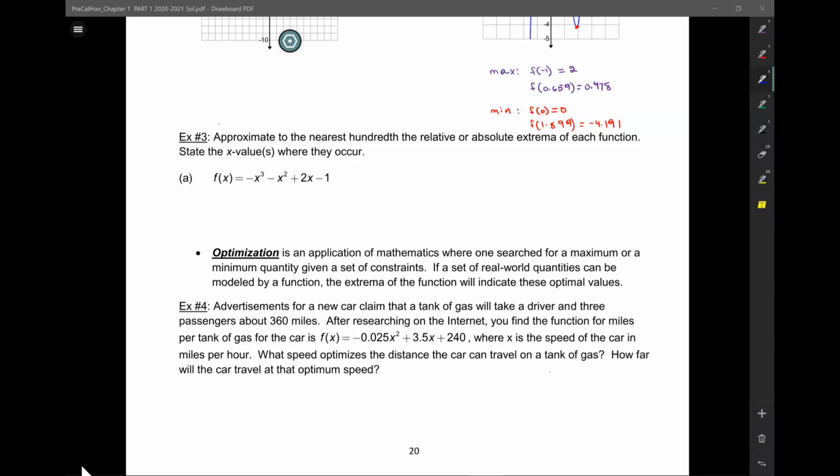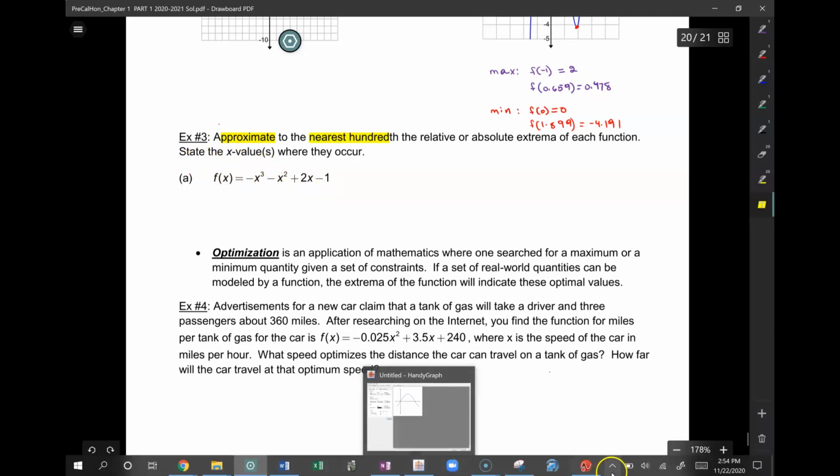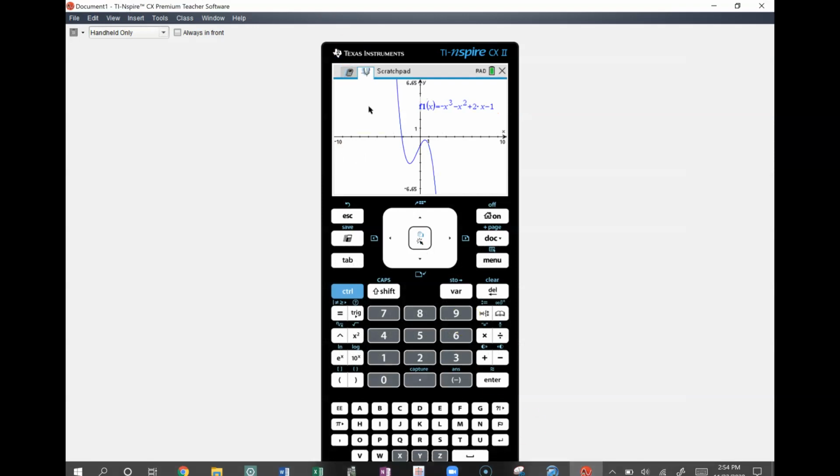Hi everyone, this is part 2 of section 1.4 and we're actually going to start off with a review problem from what we were doing last time. Here we have another function and we are told to approximate to the nearest hundredth the relative or absolute extrema of the following function. All right, so if we're given this function, we're first going to graph it. And I have that right here.